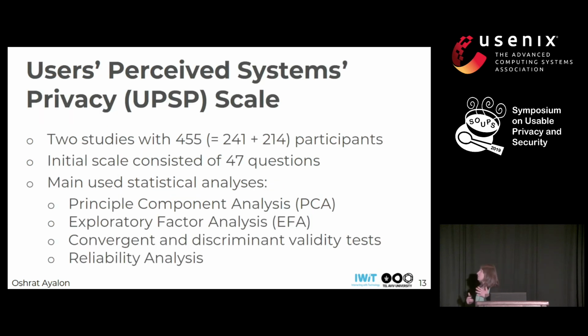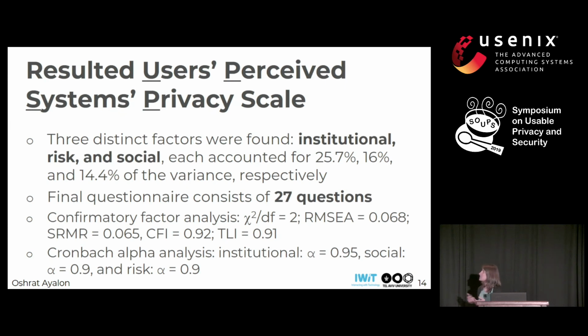Okay, so I will give a very short review of the first phase in which we developed the scale. We had two sub-studies in which we started with 47 questions, and based on the study results, we reduced the amount of these questions. We used all kinds of statistical analysis, including principal components analysis and exploratory factor analysis to get the final result. So the result is a scale that we named the User-Perceived System Privacy Scale, the UPSP scale. And our scale consists of 27 questions distributed between three distinct constructs: institutional, risk, and social.